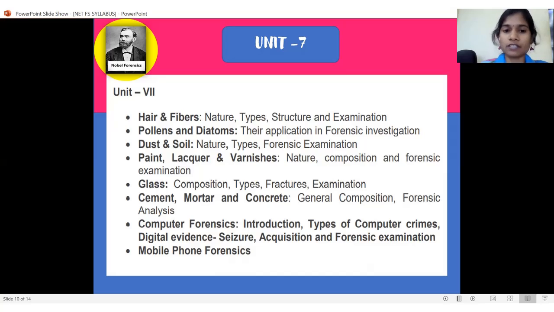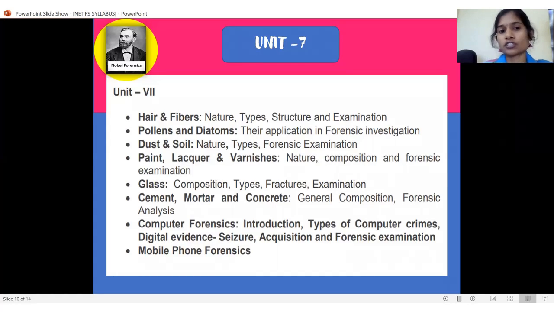One question was: the study of pollen grains is called what? It is palynology. And the second question was: the outer layer of the pollen grain is made of what? It is sporopollenin. So see, from a small topic like pollen grains, there are 2 questions. That means from all topics, there is at least one question, from hair, from fiber.